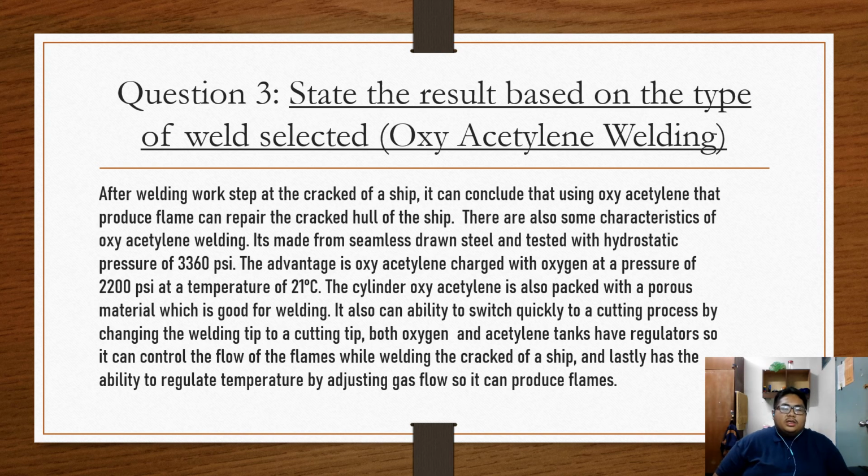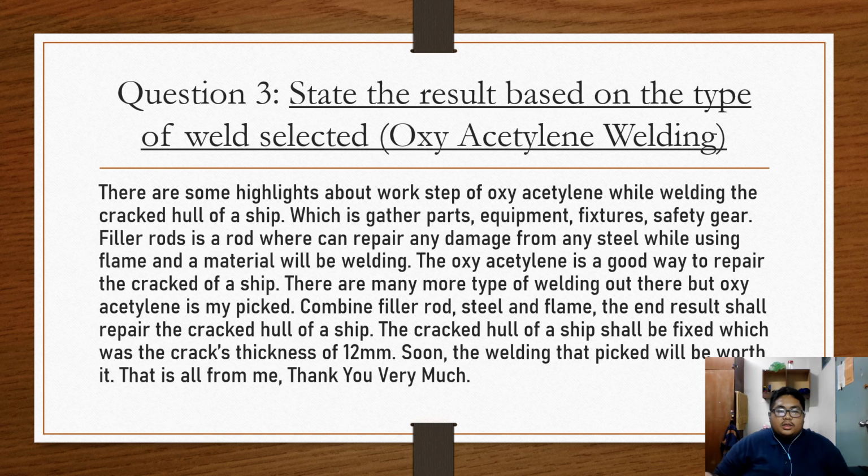The oxyacetylene cylinder is also packed with porous material which is good for welding. It also has the ability to switch quickly to a cutting process by changing the welding tip to a cutting tip. Both oxygen and acetylene tanks have regulators so it can control the flow of the flame while welding the crack of a ship. And lastly, it has the ability to regulate temperature by adjusting gas flow so it can produce flame. There are some highlights about the work step of oxyacetylene while welding the cracked hull of a ship, which is gather parts, equipment, fixtures, safety gear.